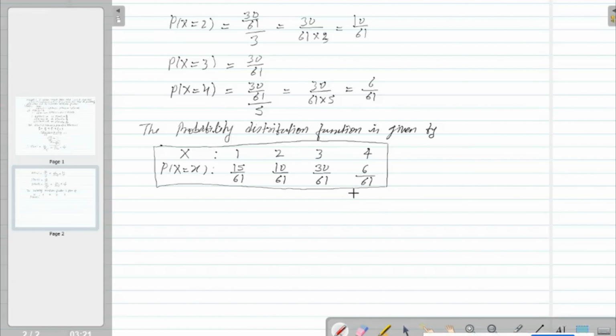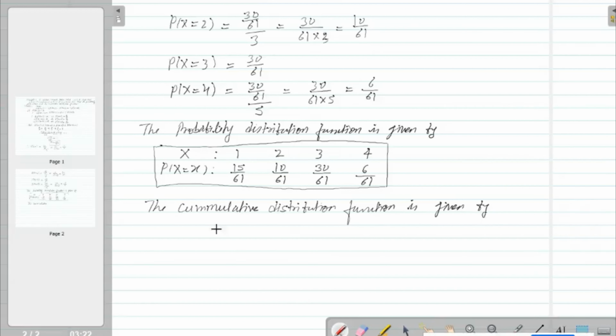So the cumulative distribution function is given by, यहाँ पे x लिखेंगे, and cumulative distribution function is simply capital F of x. Okay, so here 1, 2, 3 and 4.